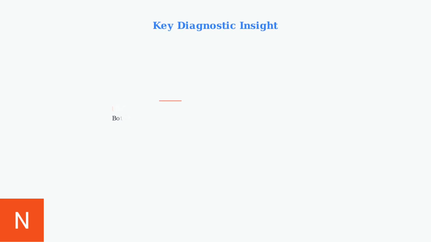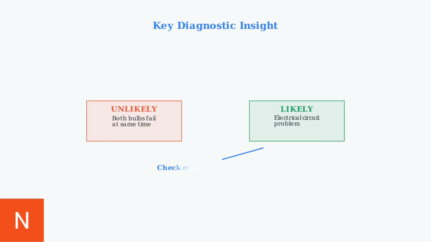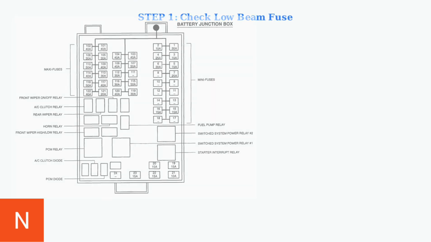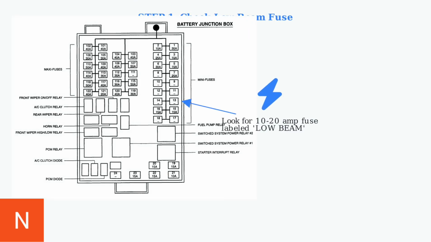Here's an important diagnostic clue. It's extremely rare for both low beam bulbs to fail at exactly the same time. If both low beams are out simultaneously, this usually indicates an electrical problem in the circuit rather than just burned out bulbs. The first step in troubleshooting headlight problems is checking the low beam fuse. This is the most common cause and the easiest to fix.